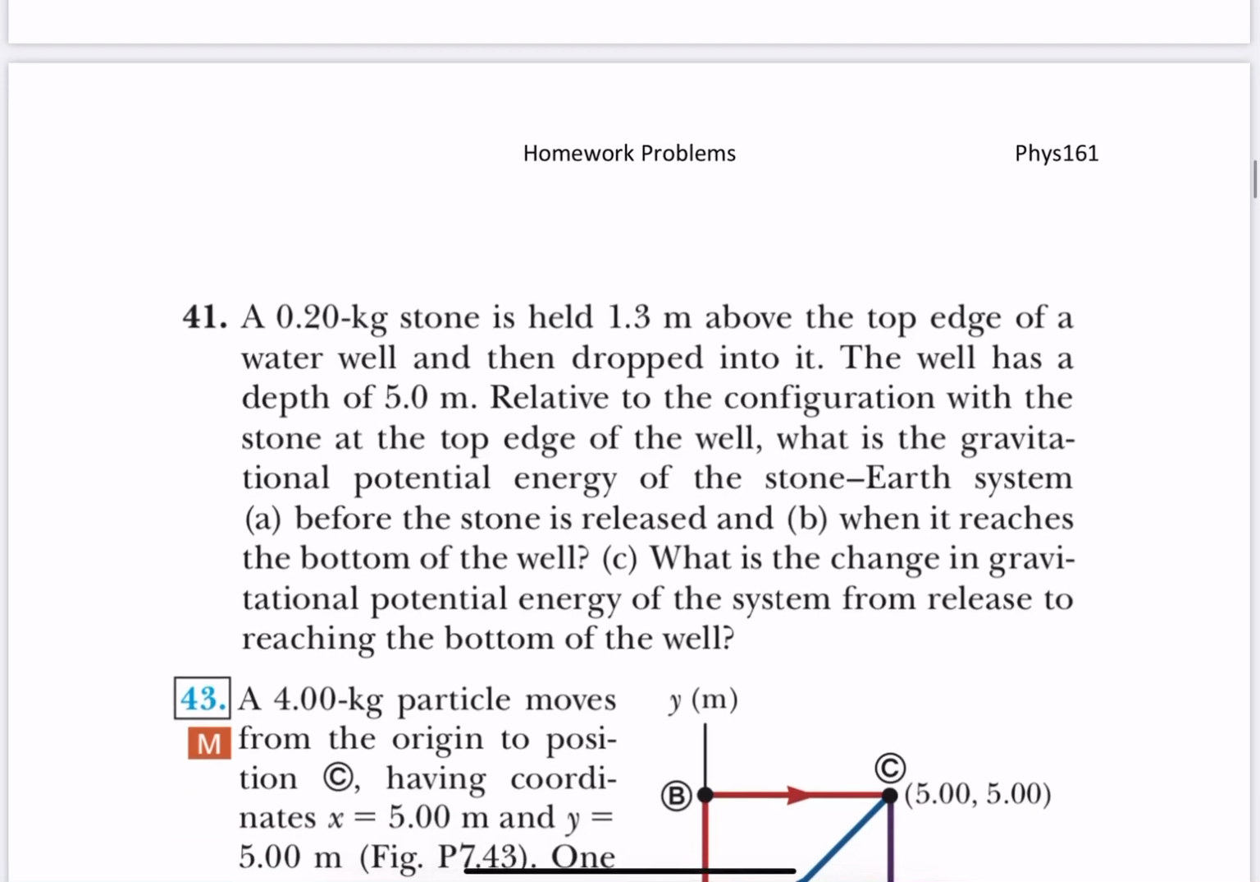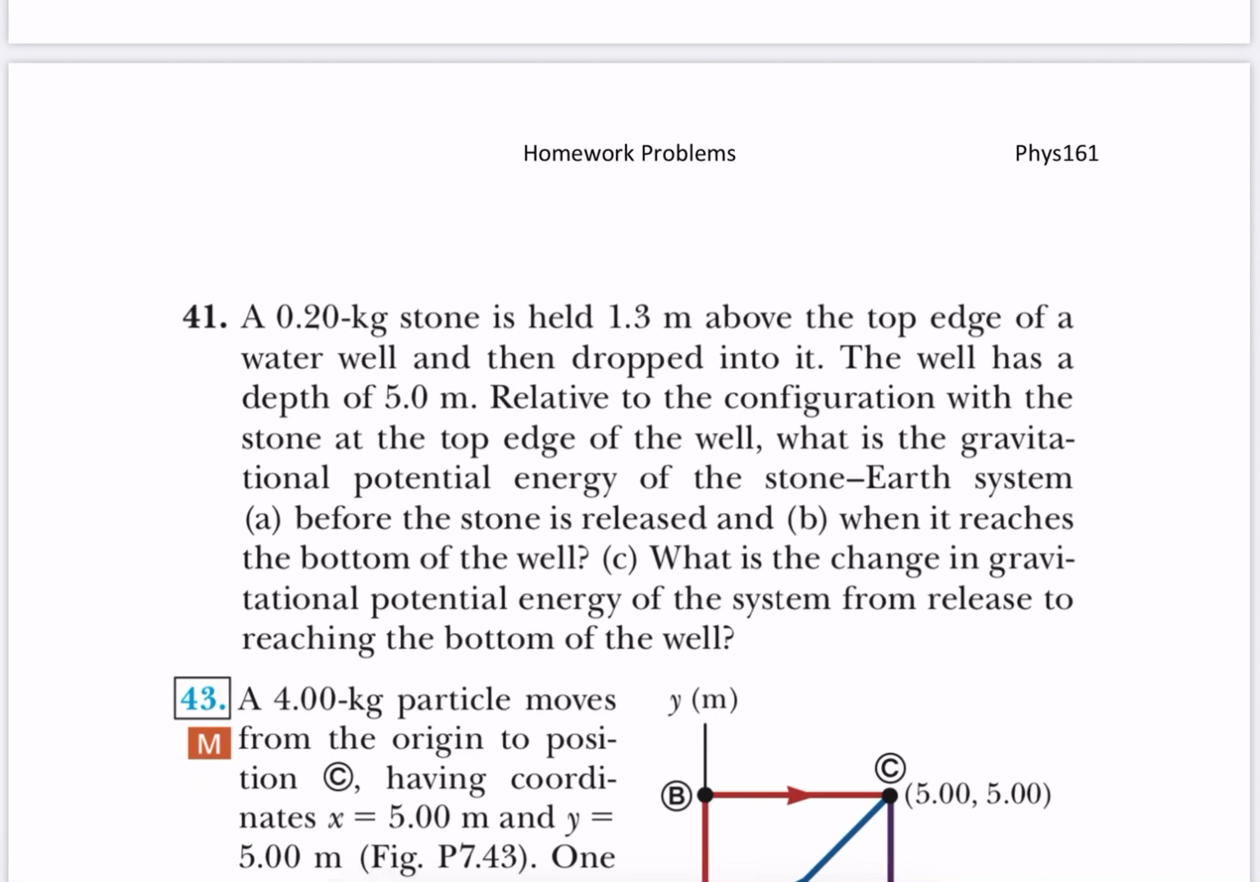Problem number 41. A 0.2 kilogram stone is held 1.3 meters above the top edge of a water well and then dropped into it. The well has a depth of 5 meters relative to the configuration with the stone at the top edge of the well. What is the gravitational potential energy of the stone-Earth system?